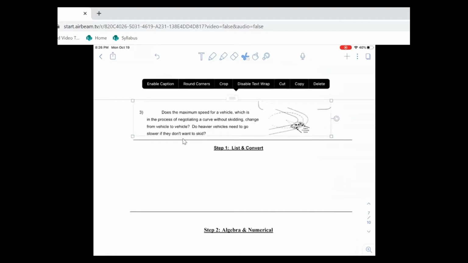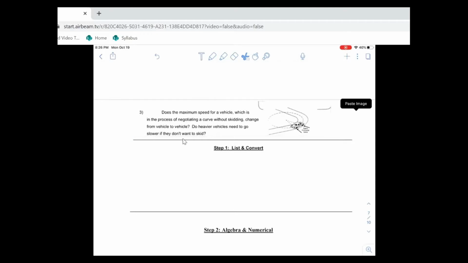So does the maximum speed for a vehicle change from vehicle to vehicle, in regards to how fast you can negotiate a curve without going into a skid? Once again, depending upon how you're looking at it, you can argue either way. And the conclusion is it shouldn't matter. So the question is, why not?